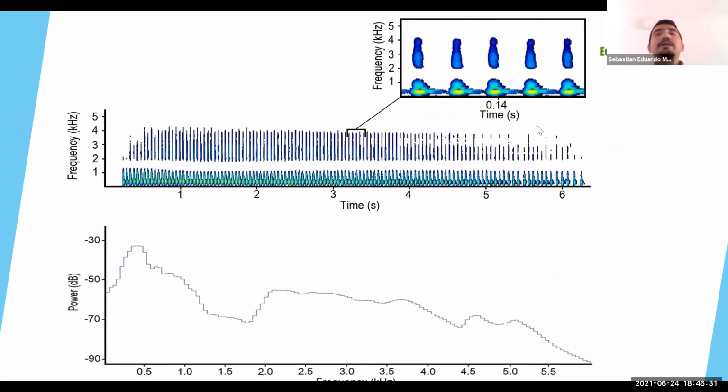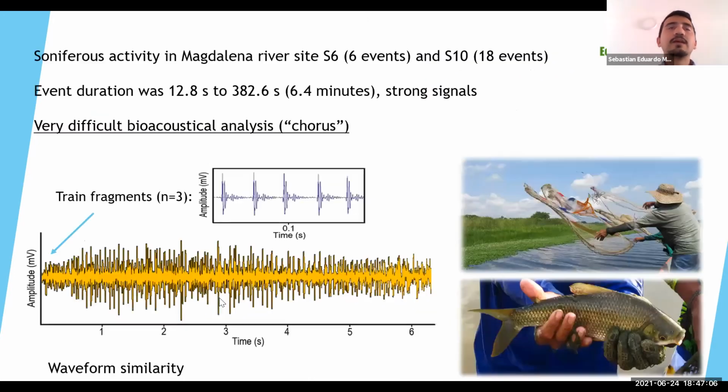In the spectrogram, we can see that the dominant frequency for the sound of this species is near to 400. Actually, it's 399 hertz. So it's a low frequency sound. And also in the power spectra, we can see that the energy is concentrated in low frequency values.